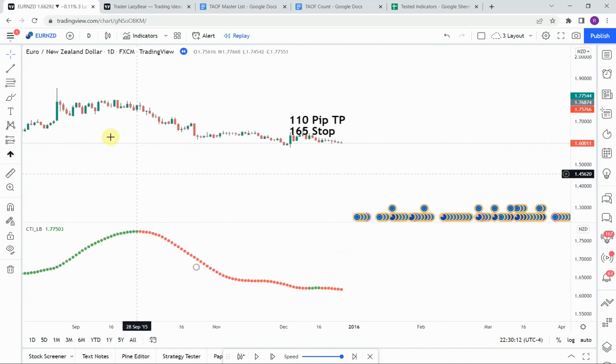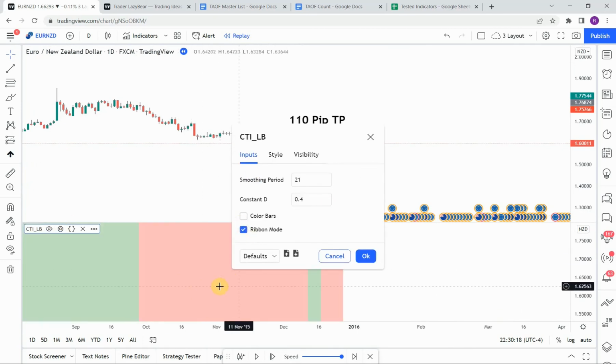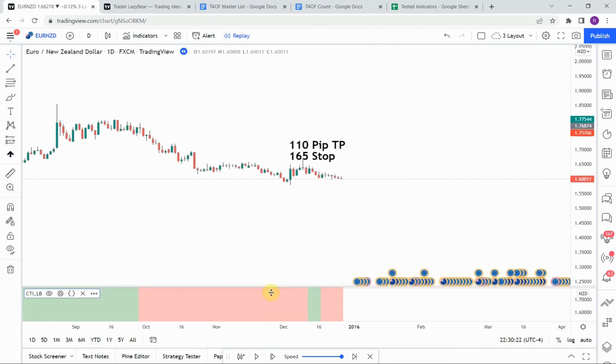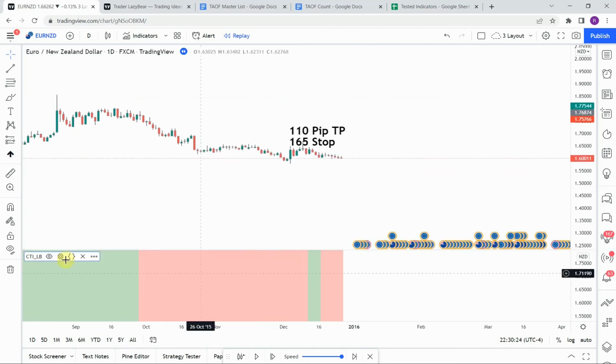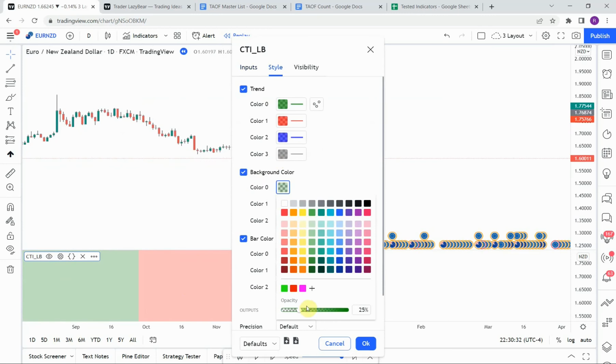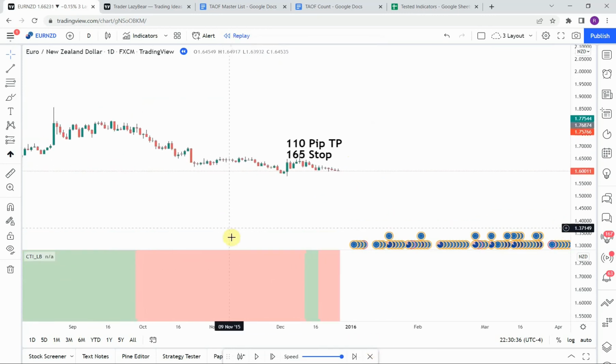And so before I had it turned on the ribbon mode right here. And so I guess you can see that if we put it on the lower pane here and then turn it on the ribbon mode, then it gives us this nice colored background here. I did turn down the opacity of some of these colors. I think they were up to like 50%, really super bright.